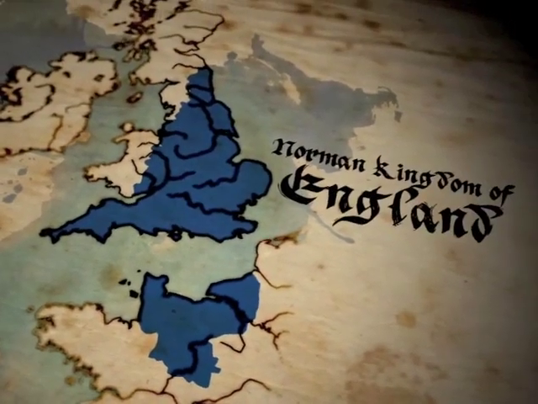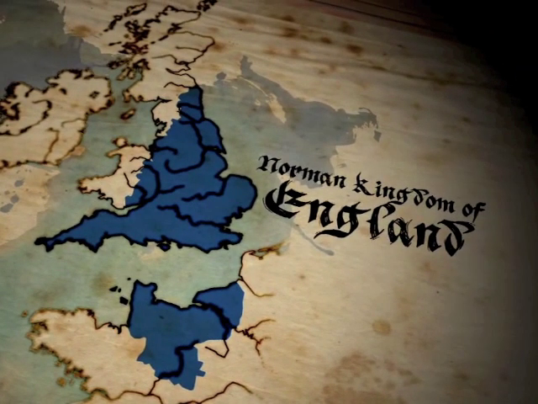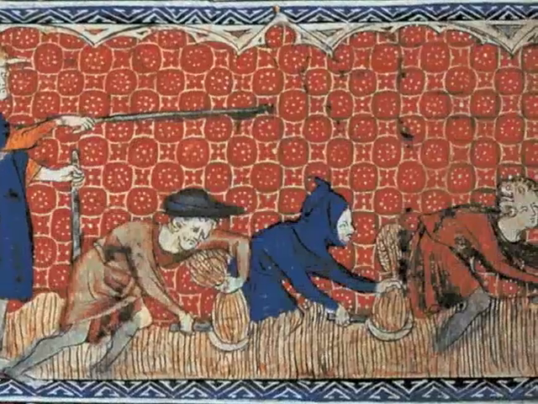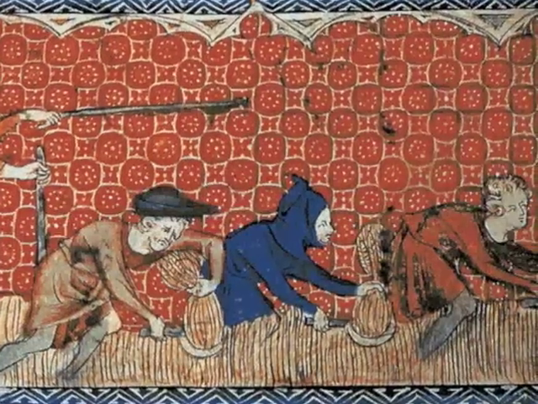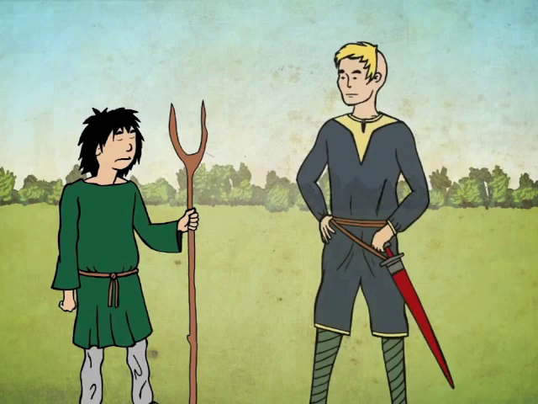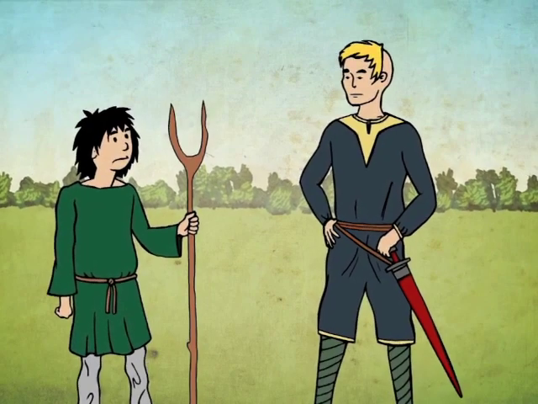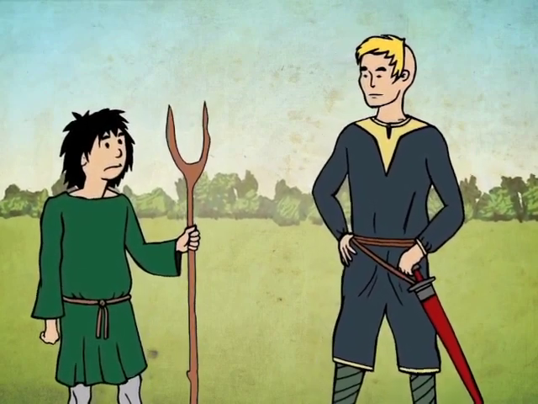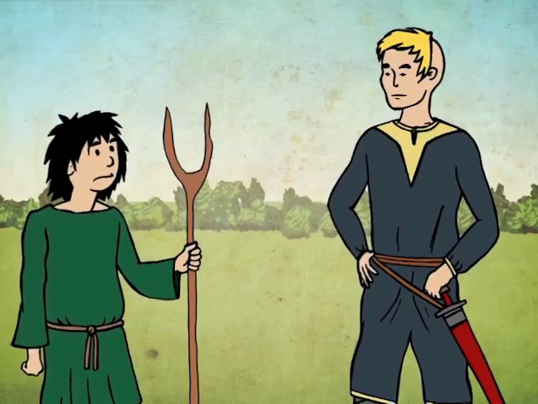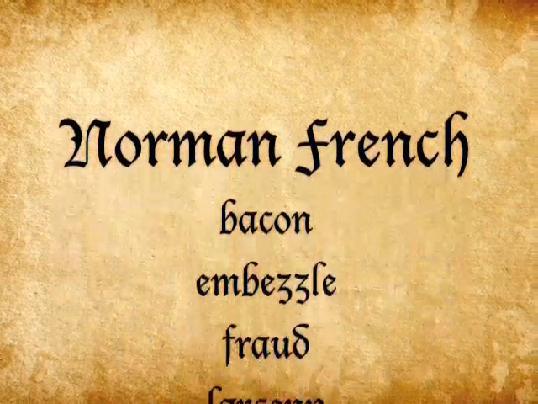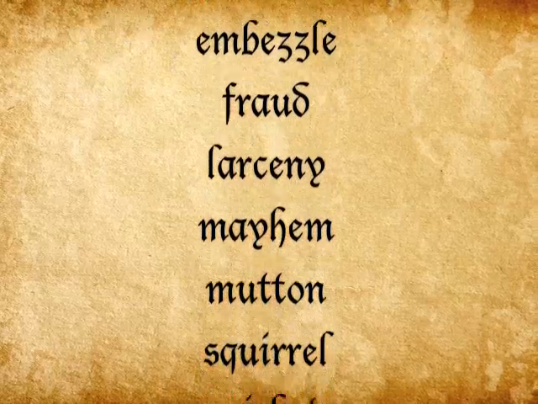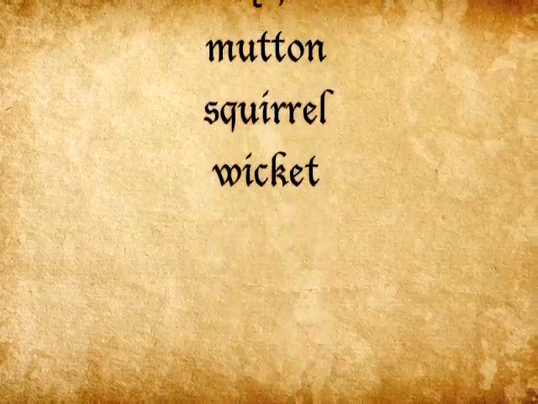Now that most of the educated, literate soldiers were dead, there were plenty of uneducated serfs left. This made it easy for the Normans and their language to come in and manipulate the pre-existing culture. Because of this great battle, the English language was able to develop and survive throughout history. The Norman conquest of England brought more words into our language than any other event in the history of the English language. A lot of the words created after the battle were more sophisticated, and they included bacon, embezzle, fraud, larceny, mayhem, mutton, squirrel, and of course, the wicket.